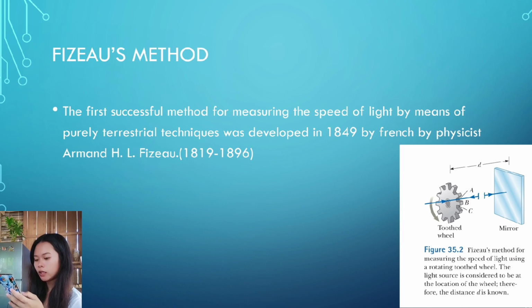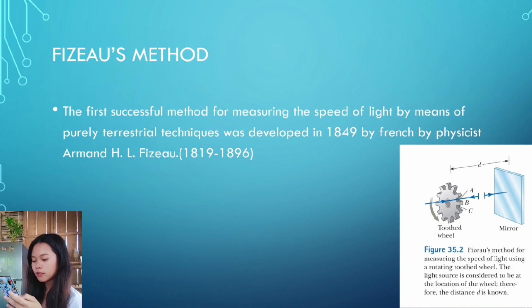Fizeau's method, the first successful method for measuring the speed of light by means of a purely terrestrial technique, was developed in 1849 by French physicist Armand H. L. Fizeau, 1819 to 1896. Figure 35.2 represents a simplified diagram of Fizeau's apparatus. The basic procedure is to measure the total time interval during which light travels from some point to a distant mirror and back. If d is the distance between the light source, considered to be the location of the wheel, and the mirror, and if the time interval of one round trip is delta t, the speed of light is c = 2d / delta t.